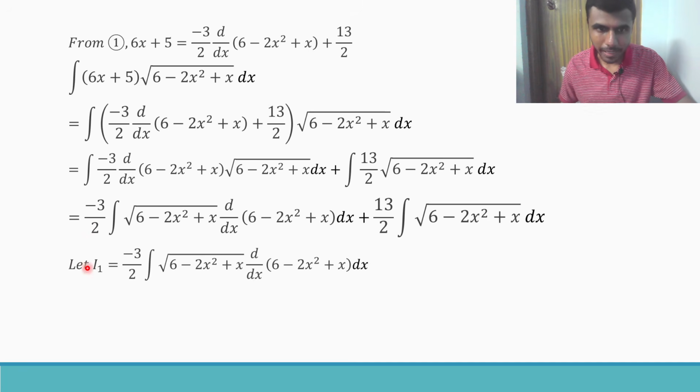For now, take this as I1. This I'm taking as I1. Next, you will see that this would be my I2, and ultimately I1 plus I2. I'm just going to do I1 first. Now, in indefinite integration, there is a very nice property.